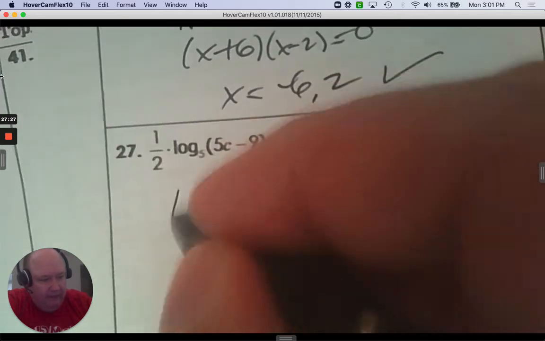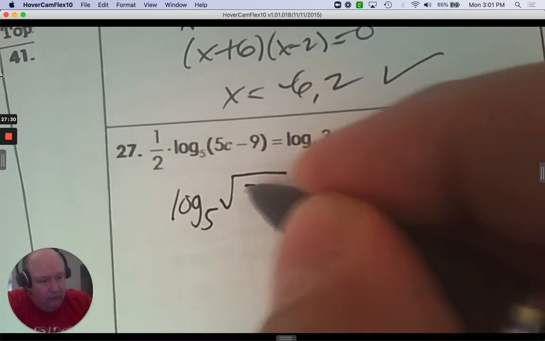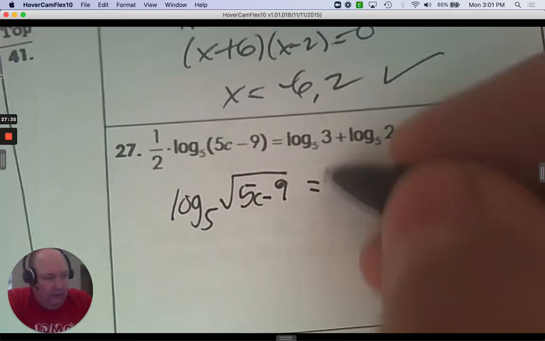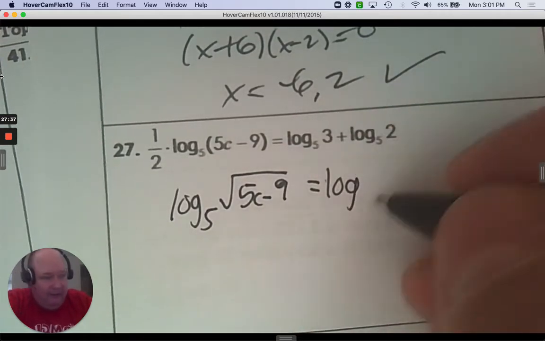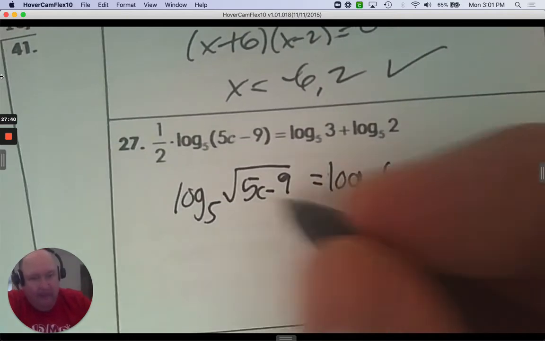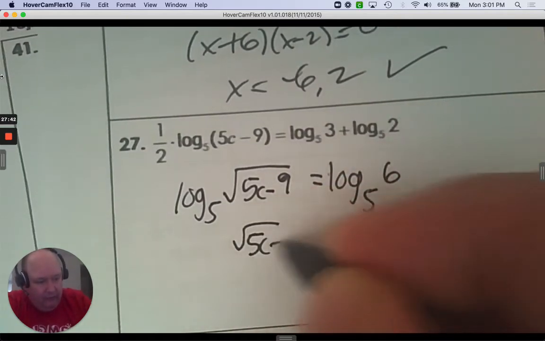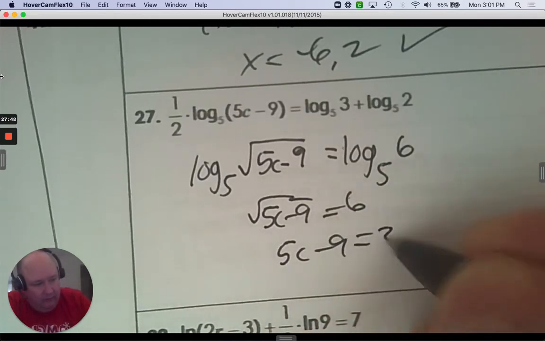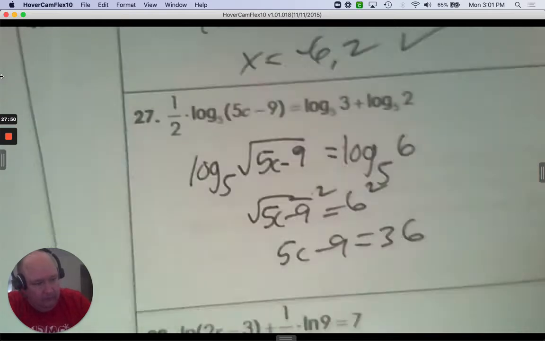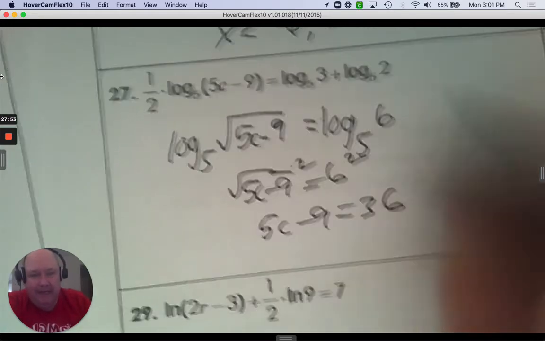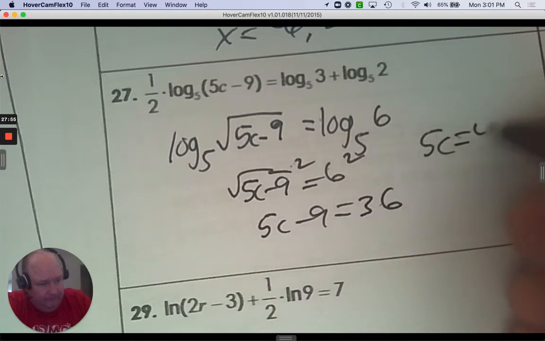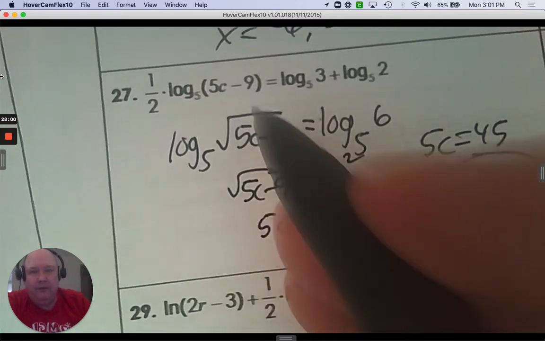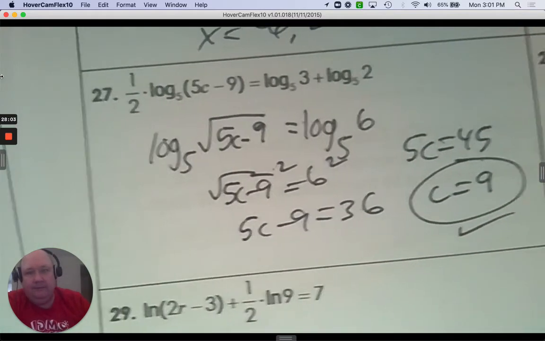So 1/2 means the square root. So this is the square root of 5c subtract 9. On the other side, when you're adding, you multiply. So that's 6 when you multiply it together. So then remove the logarithms. 5c subtract 9 is equal to 6. Square both sides to remove the square root sign. Add 9. Divide by 5, and you get your answer. And positive 9 is a good solution. Number 28.